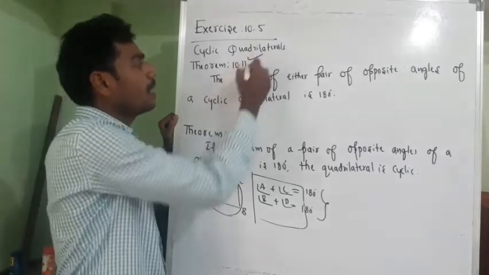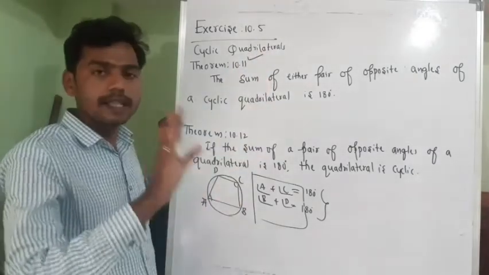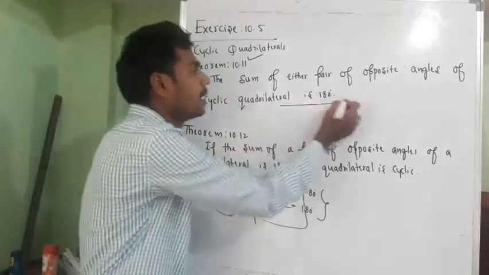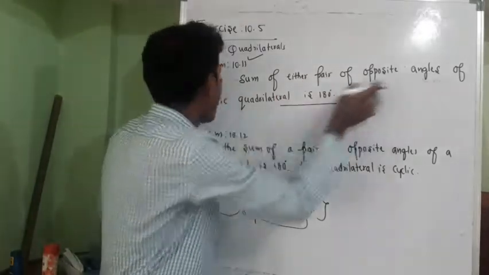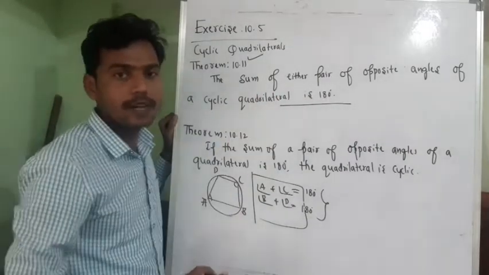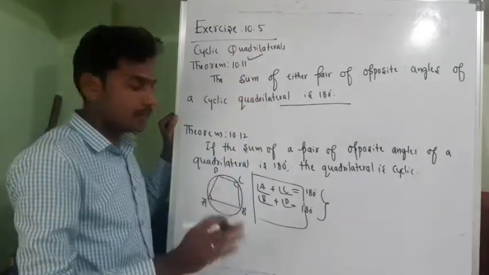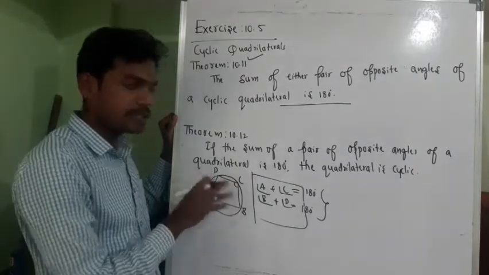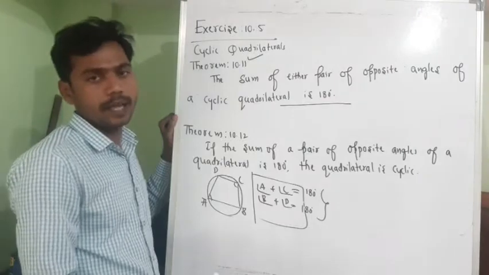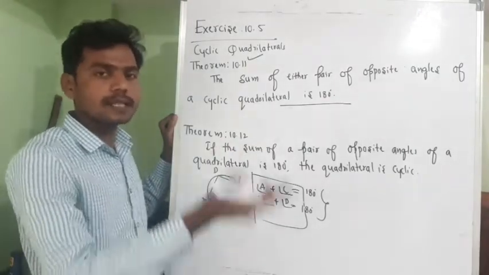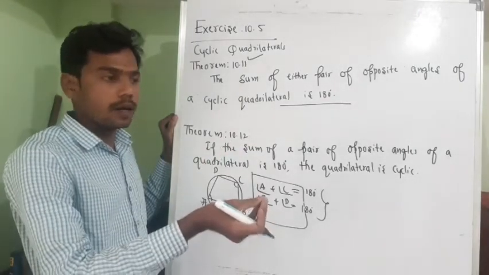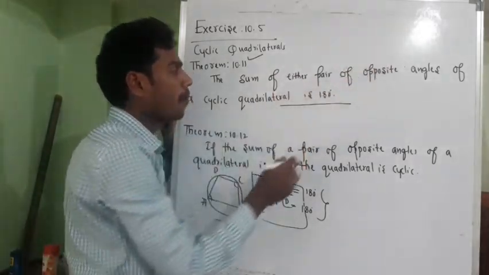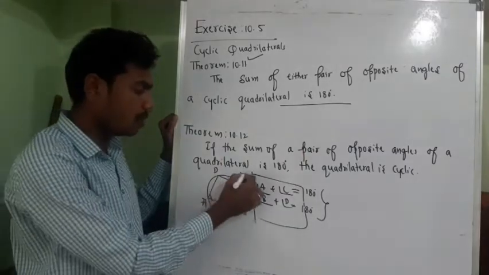So theorem number 10.11, what does it say? The sum of either pair of opposite angles of a cyclic quadrilateral is equal to 180 degrees. That is theorem number 10.11. So A plus C is one pair, B plus D is the other pair. Any pair you take, the sum of opposite angles of a cyclic quadrilateral is 180 degrees.